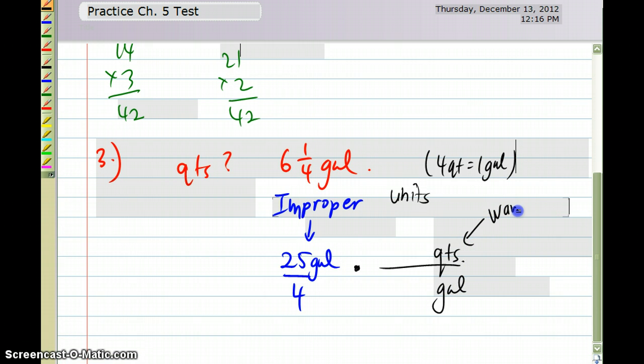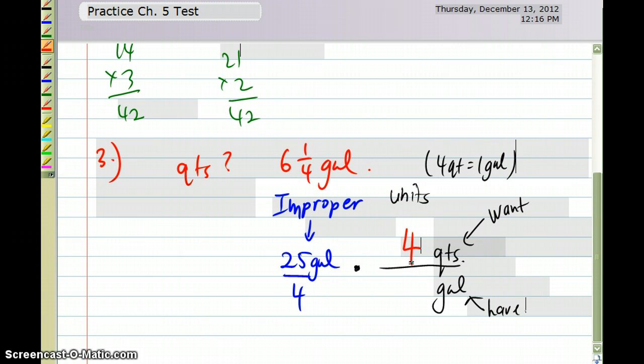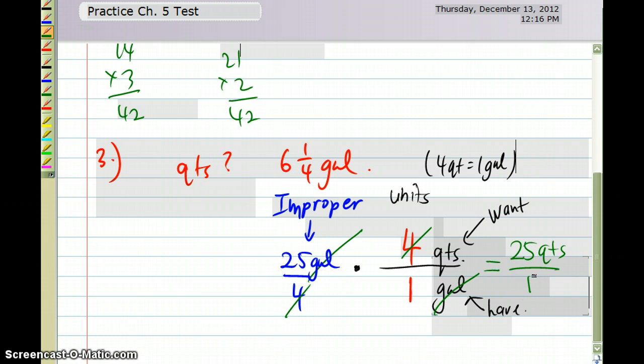This is what I want in my numerator. This is what I already have, is quarts. So I know that there are 4 quarts, so I put the 4 in the numerator. There's 4 to every 1 gallon in the denominator. Then I multiply across, and I can do cross-canceling when I multiply. And so I can cancel the gallons and the gallons, which is exactly what I want to just get quarts for my answer. And I'm going to cancel the 4 and the 4. Here my answer is going to give me 25 quarts over 1, which is really just the answer, 25 quarts. My final answer.